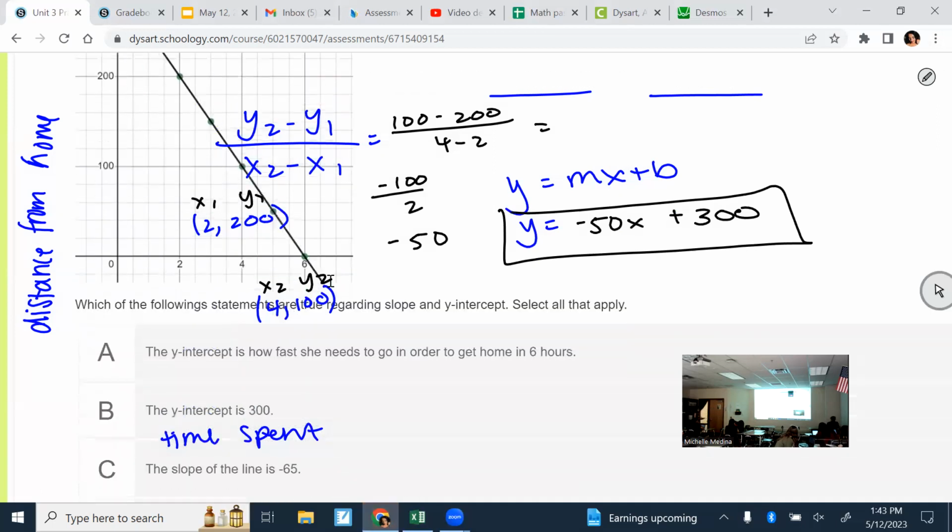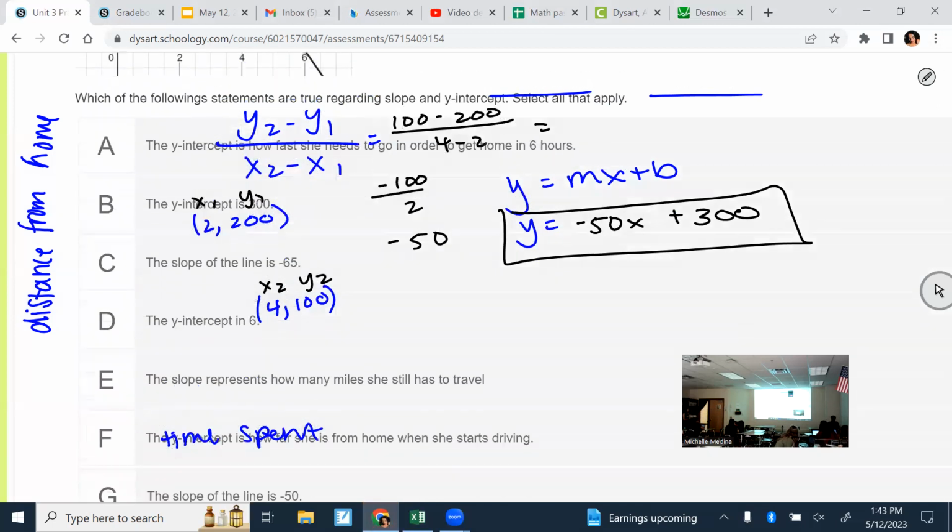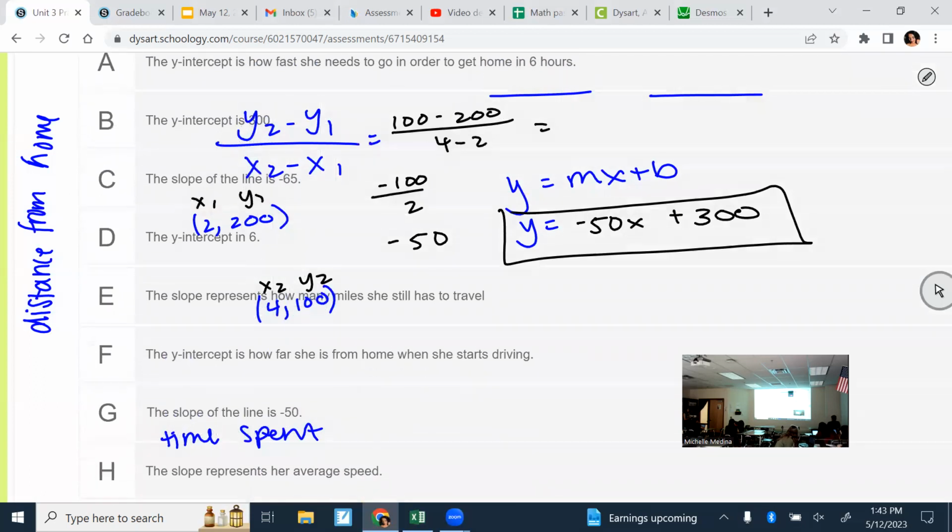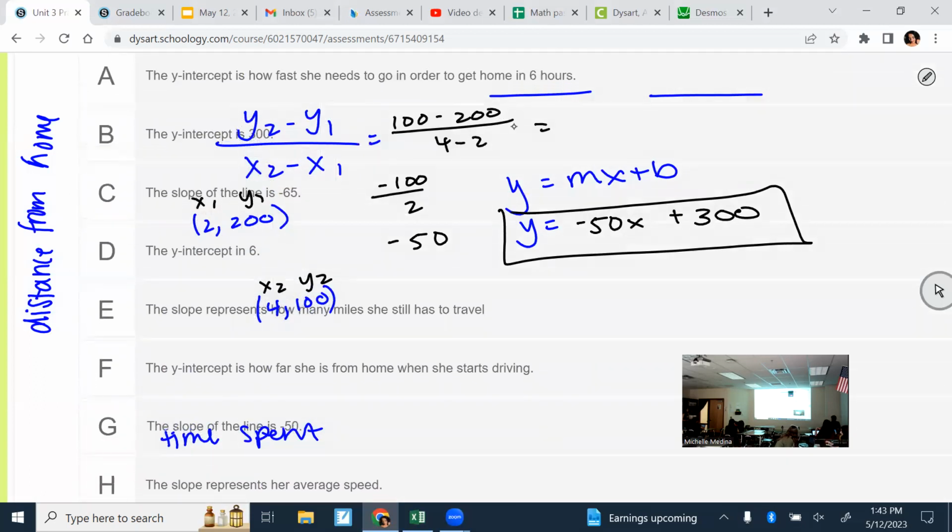The answers are shuffled, just so you know. So really pay attention to what it's saying versus just what letter it says. I'm going to try not to have to erase, but we'll see. So would you say that the y-intercept is how fast she needs to go in order to get home in 6 hours? No. All right, 300 doesn't really make sense.